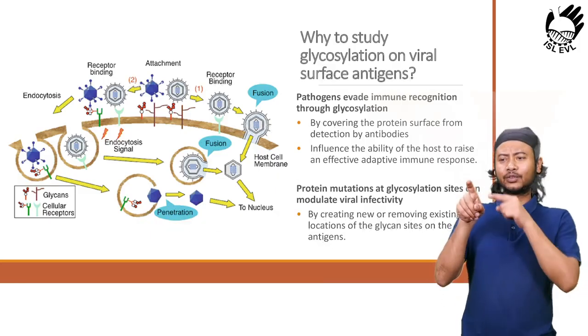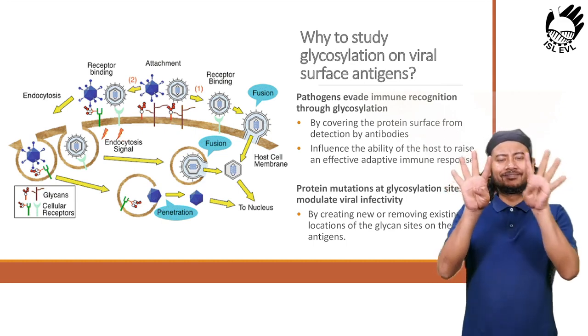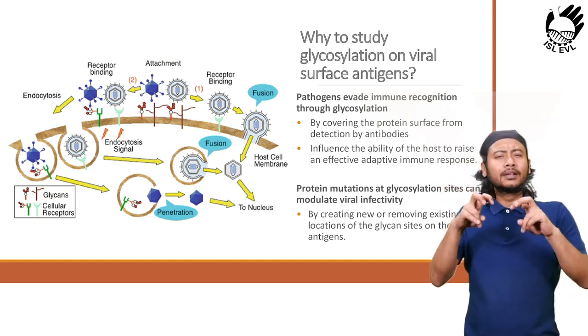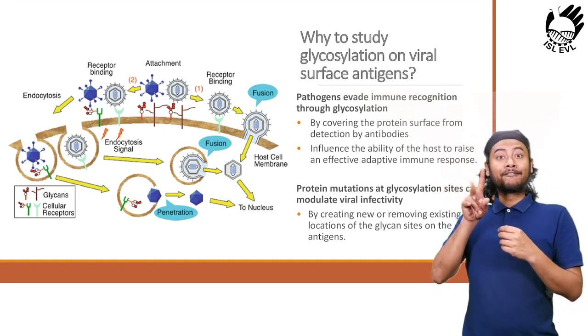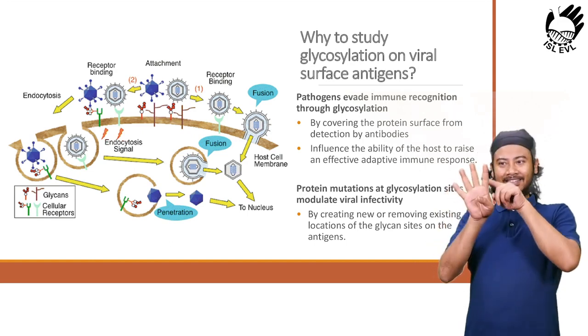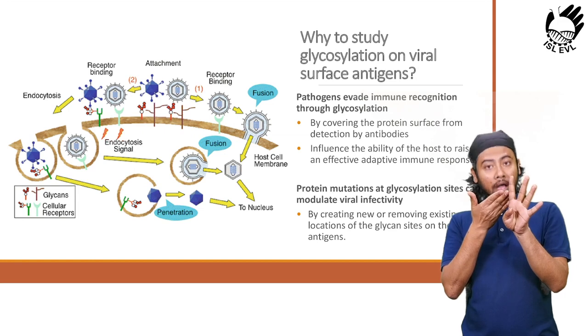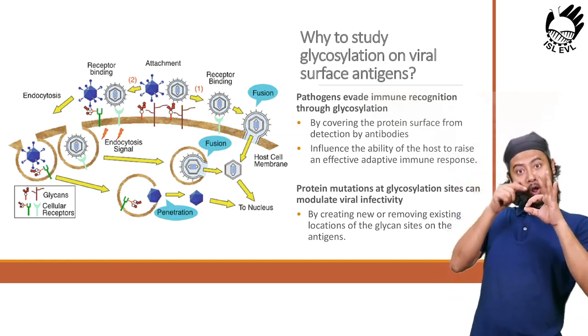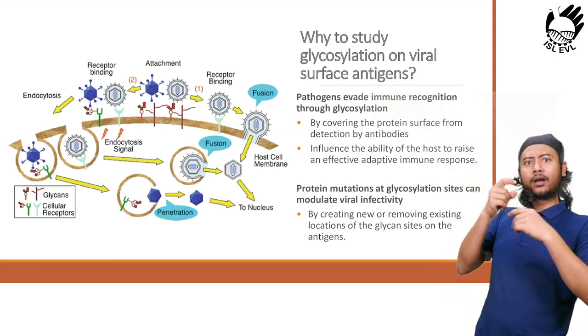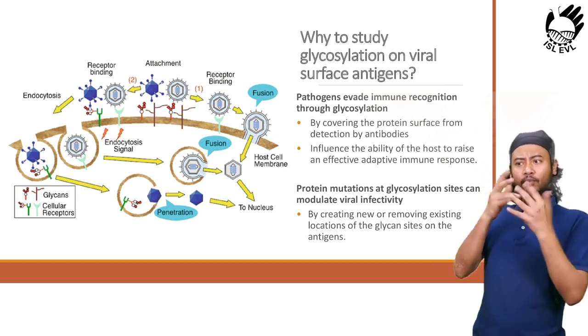Why to study glycosylation on viral surface antigens? Glycosylation on the viral surface also helps the virus to escape the host immune system by acting as a protective covering against host antibodies and by preventing the adaptive immune responses from the host.